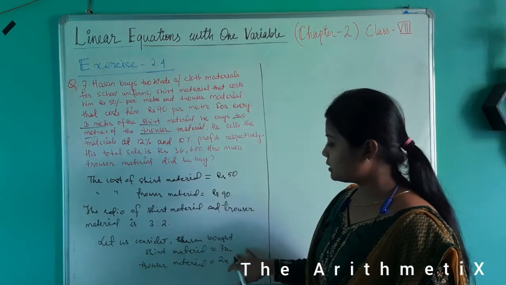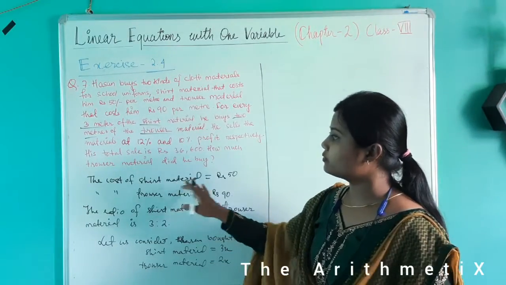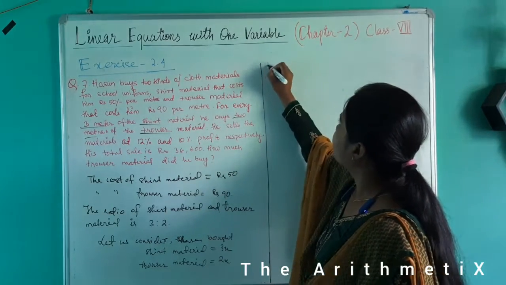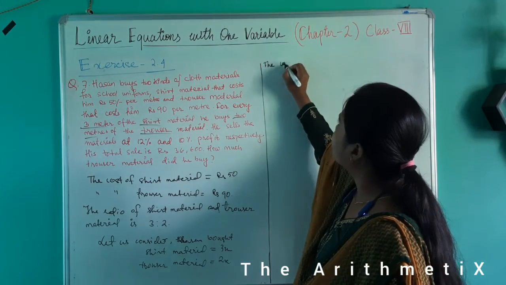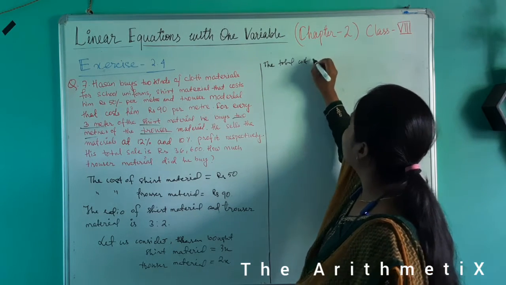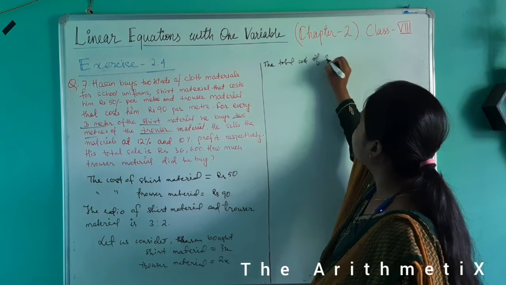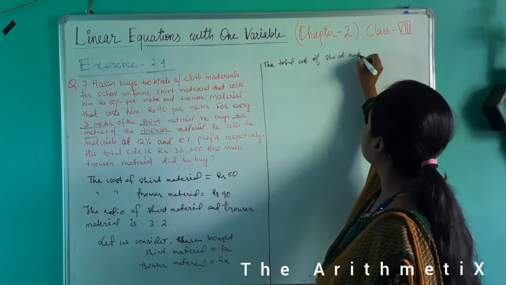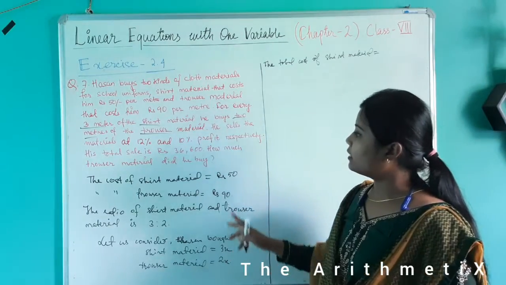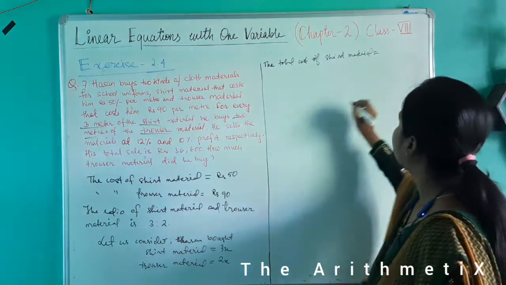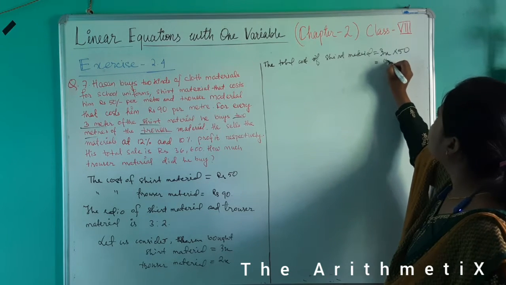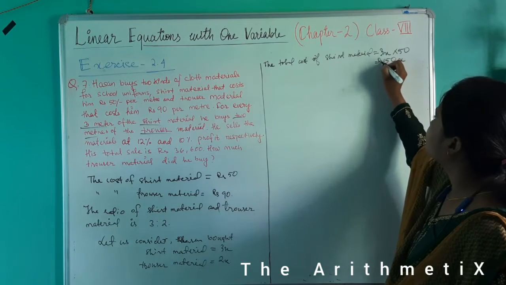Let us find the total cost he invested for purchasing the shirt material. The total cost of shirt material equals how long has he bought? 3x meter and the unit cost is 50. So the total cost will be 3x into 50 rupees. This equals 150x rupees.